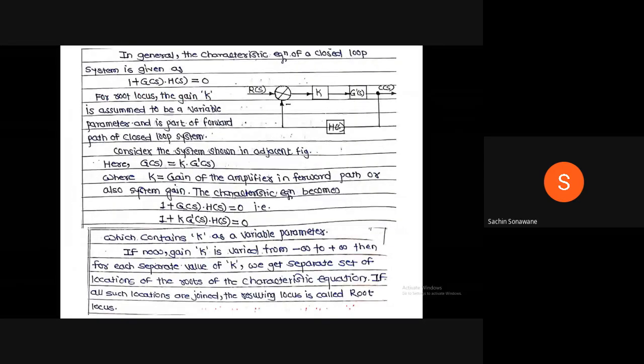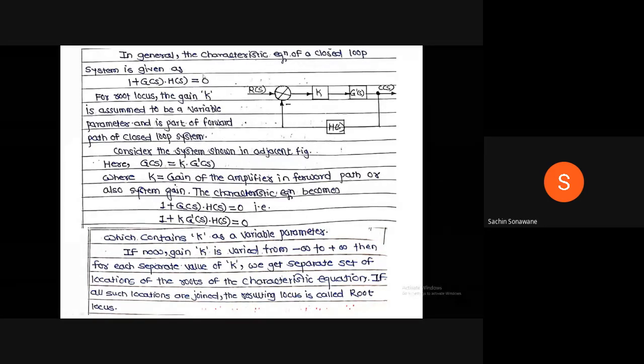In general, the characteristic equation of a closed loop system is given as follows. Now this is the closed loop system you are observing. R(S) is nothing but input, H(S) is nothing but feedback, C(S) is nothing but controlled output. Therefore, its characteristic equation is 1 plus G(S)H(S) equal to 0. Why is this plus sign here? Because here there is negative feedback. If negative feedback is there, therefore here we have to give the plus sign.